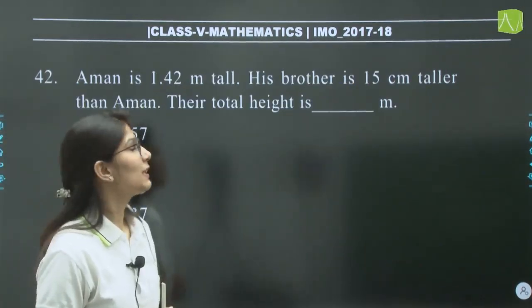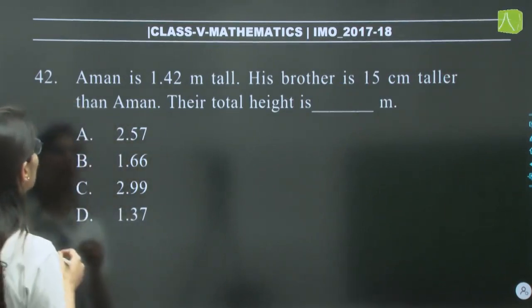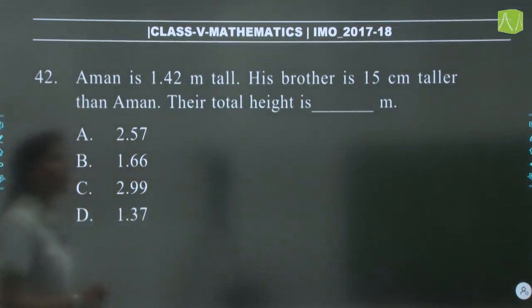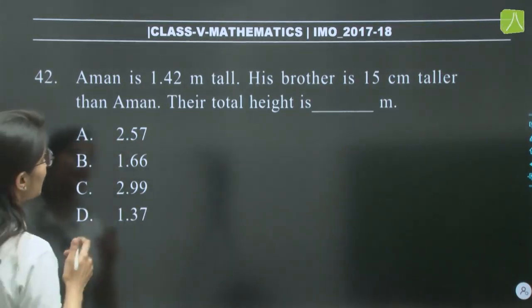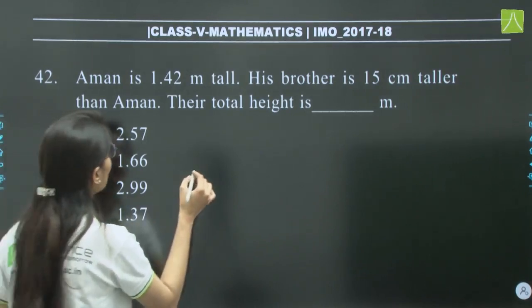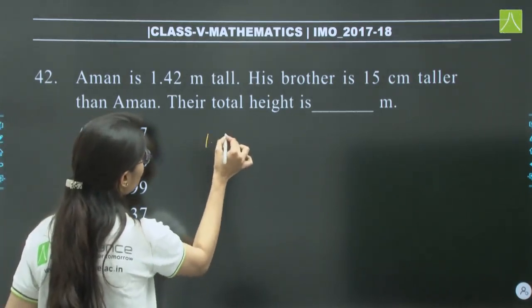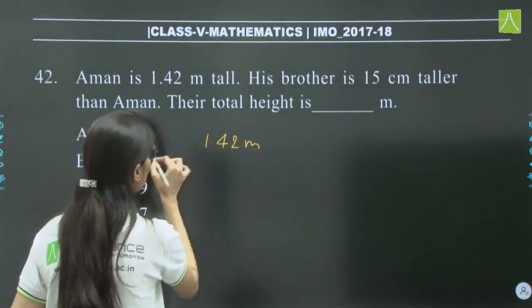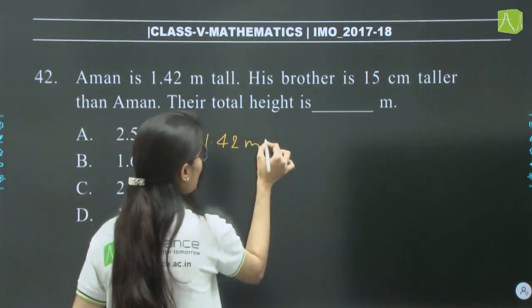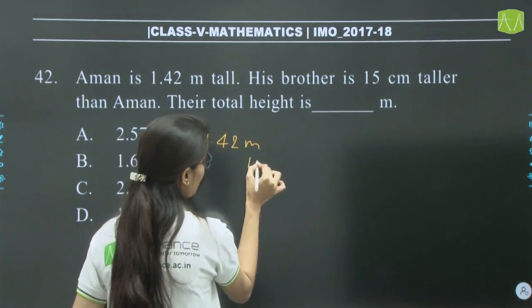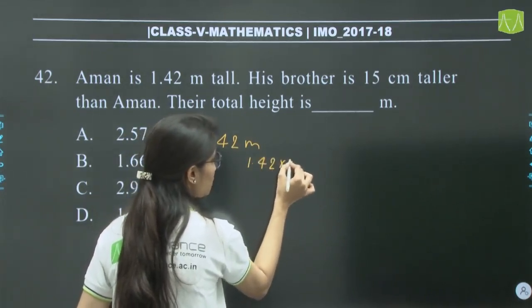Okay, so now the next question is question number 42. Aman is 1.42 meter tall. His brother is 15 centimeter taller than Aman. Their total height is? So first, the height of Aman is 1.42 meter. First we convert the height of Aman into centimeter. So multiply by 100. 1.42 multiplied by 100 will be 142 centimeter.